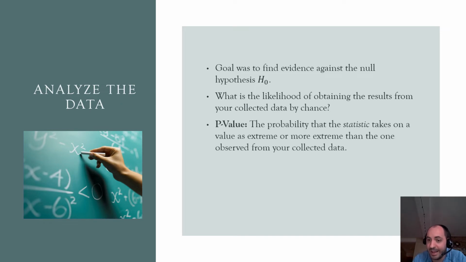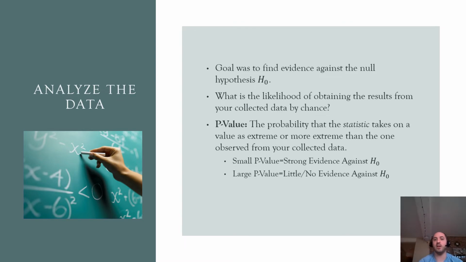That's really what we're looking at. And that's what ties back to our p-value. With the assumption that your null hypothesis is true, the p-value is defined as the probability our sample statistic takes on a value as or more extreme than what we observe from our collected data. If it's a very low probability, that's going to indicate strong evidence against the null hypothesis. If it's a very large p-value, that's going to be very minimal to no evidence against the null hypothesis.